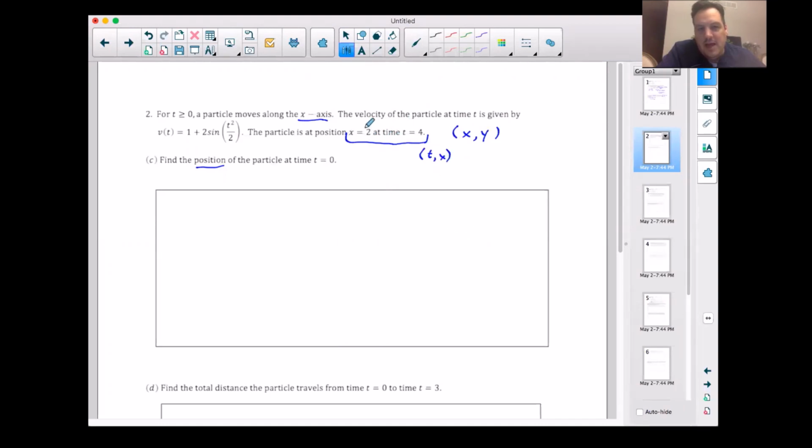So when you see position 2 at time 4, I think it's helpful to write that as an ordered pair now, because it'll save you some trouble later. This is the point 4, 2.